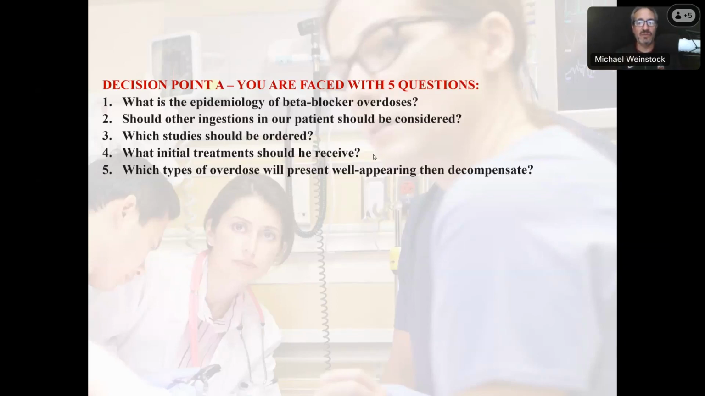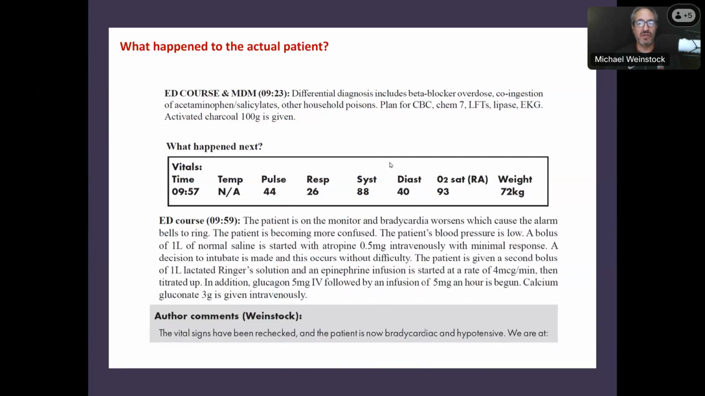And we've talked about some of those things. This was the initial presentation of the patient that we talked about a second ago. So what actually happened with this patient? So this was documented that the differential included beta blocker overdose, of course, or co-ingestion, possibly acetaminophen or salicylates or other household poisons. And just as Colin said, they ordered labs, CBC, chem panel, and LFTs, lipase, EKG, and they actually did give, as Sean recommended here, activated charcoal 100 grams.